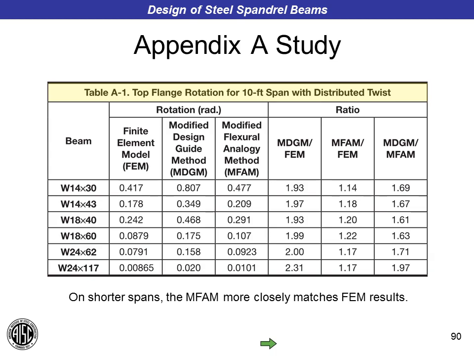So there are a number of tables that we're going to go through here quickly. They look at a number of different spandrel beam sizes, ranging from a W14x30 to a W24x117, and they're going to compare the finite element analyses that we did using SAP to the Modified Design Guide 9 method and Modified Flexural Analogy method. And what you'll find is that when you compare the ratios of the rotations from Modified Flexural Analogy method to finite element method, for relatively short spans, on the order of 10 feet or so, the ratio of Modified Flexural Analogy method to finite element is much closer than the Modified Design Guide 9 method.